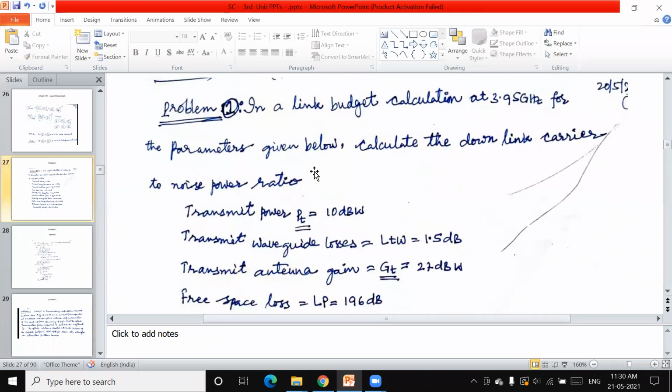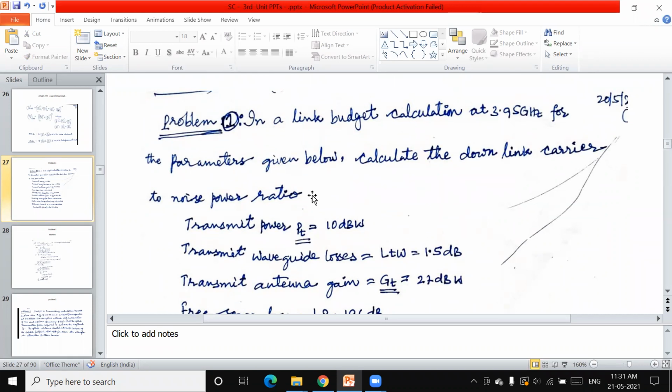So now we are going to see the problem. Now please see, this is the problem. Either the complete link design or this kind of problem can definitely be expected in the exams. So please be clear about this. So in problem one, please all of you see this problem.